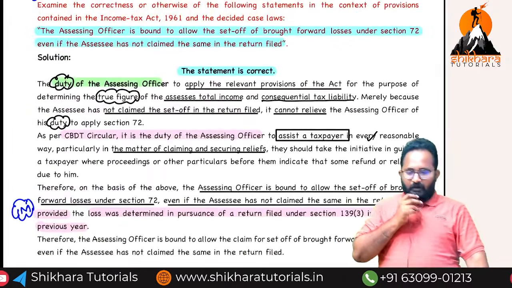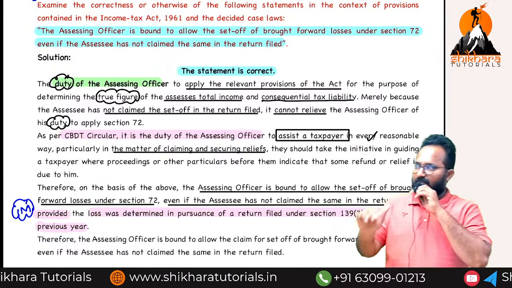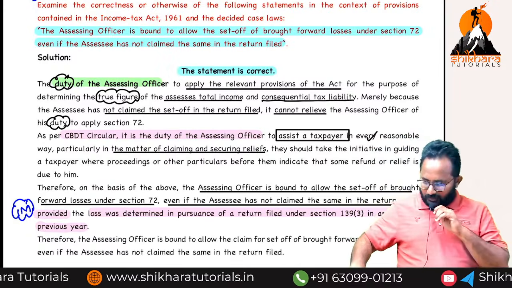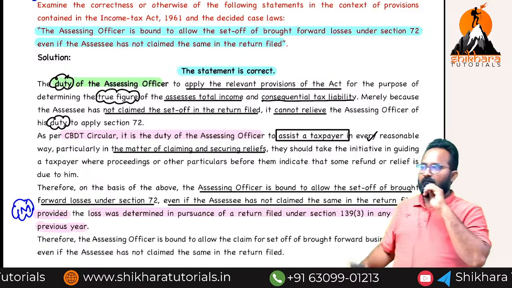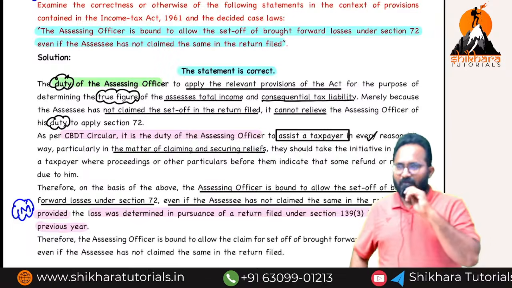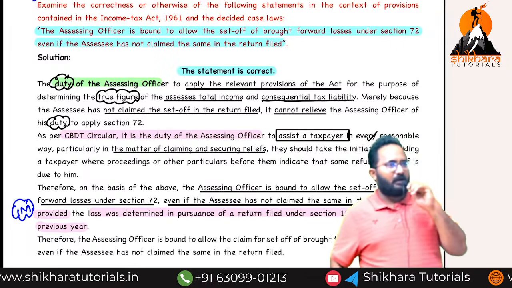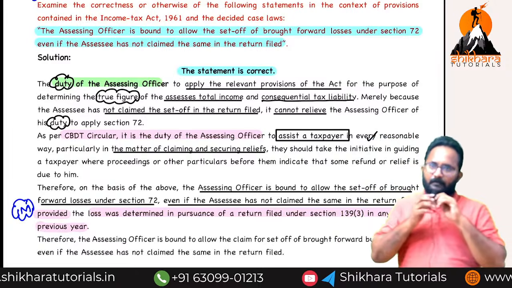Next, if I forget to claim anything in my return, can I expect the same thing from the AO? Yes. If you forget to do anything in your return, no problem. The AO is your friend only. He will do everything for you in a reasonable way for getting the refund or relief.